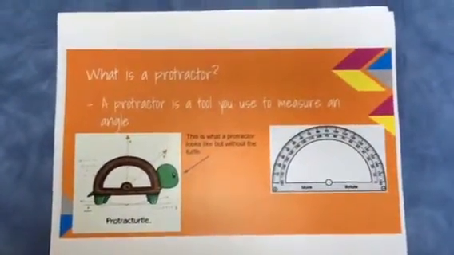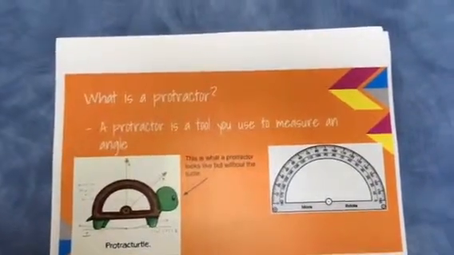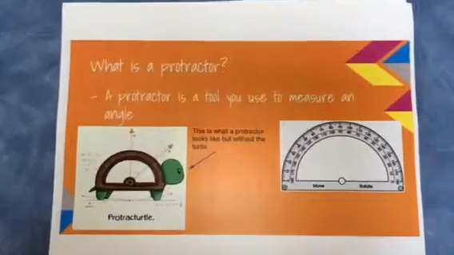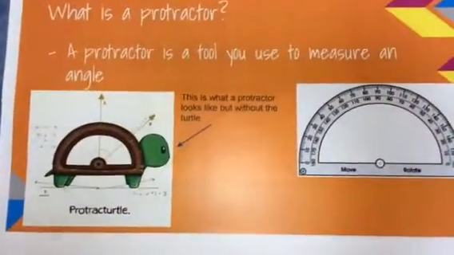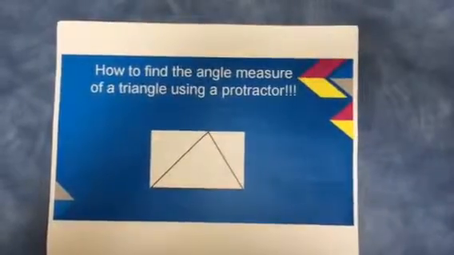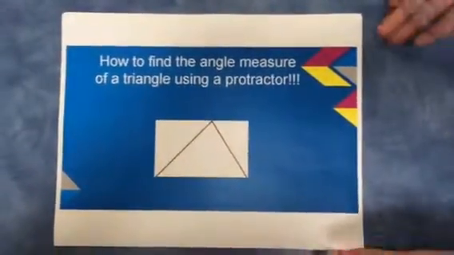What is a protractor? A protractor is a tool you can use to measure an angle. This is what a protractor looks like, but without a turtle. And this is a real protractor. Now we're going to show you how to find an angle measure using a protractor.